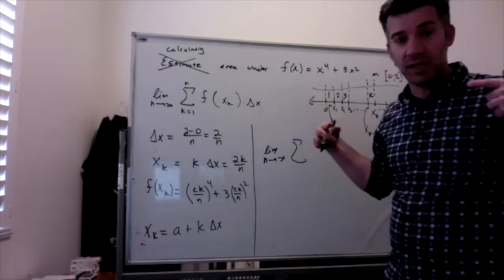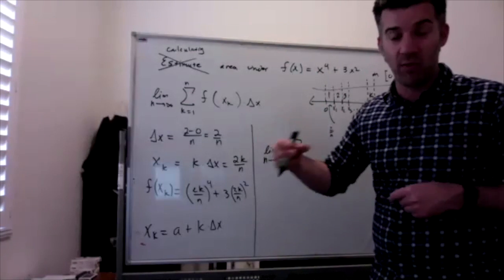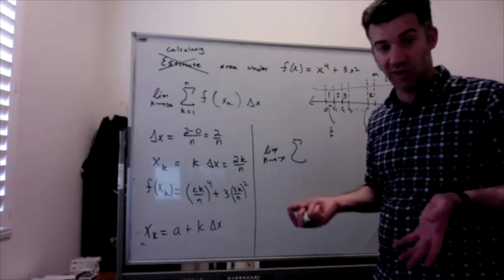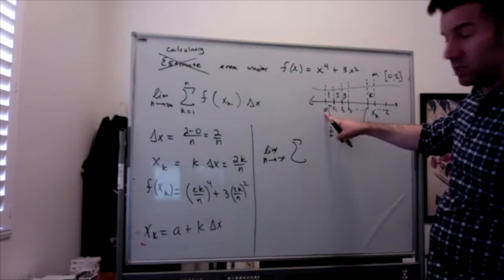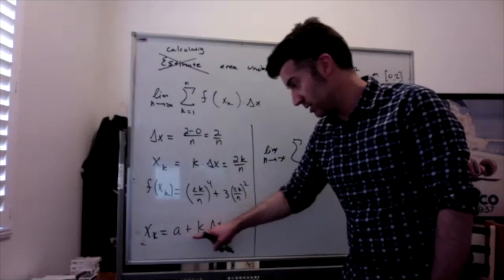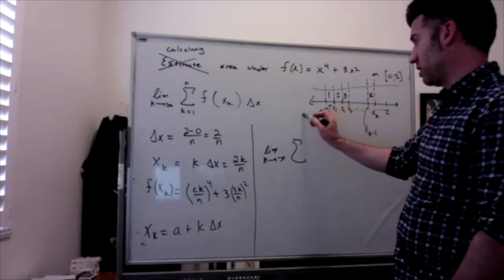And in the first problem we did, when I was going from -1 to 3, that's why we always got -1 plus k times your delta x, because you're starting at a. So I'm starting at a, so x sub 0 is a plus 0 times delta x, which is just a.